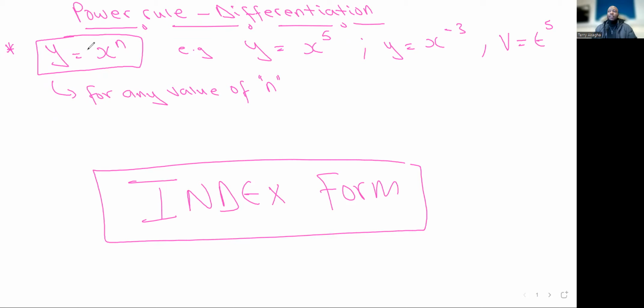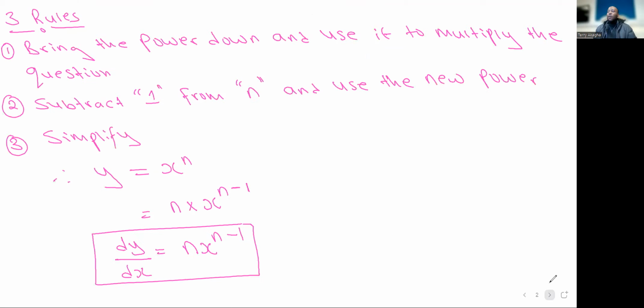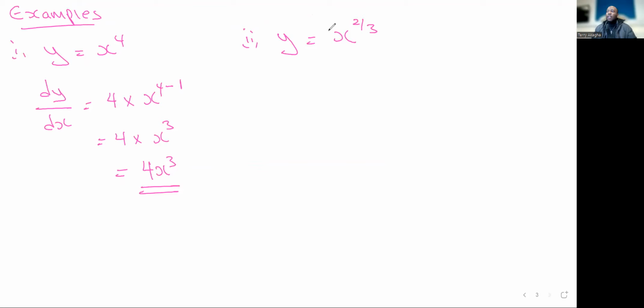If it's not in an index form, please don't differentiate. So the first thing to always check is that the question has to be in an index what? Index form. All right, so let's go. So these are in index form as well.